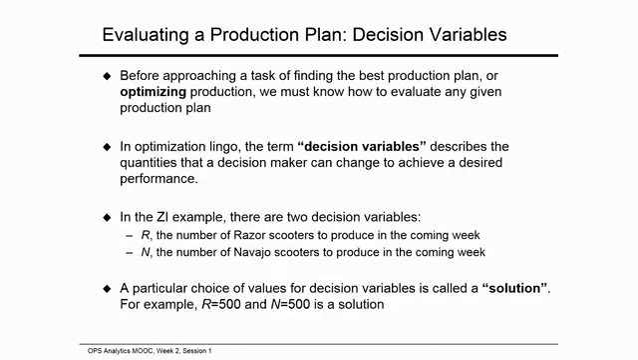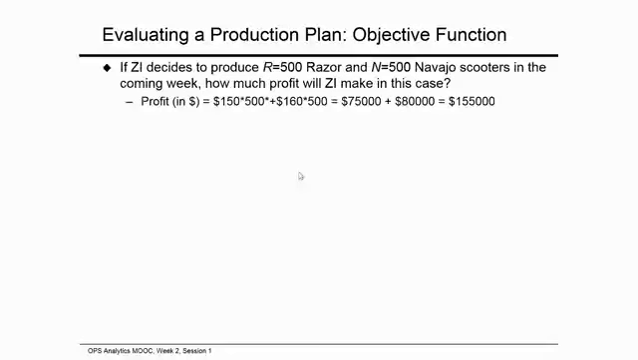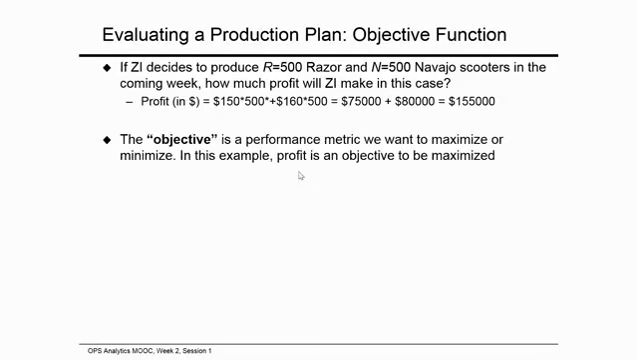A solution is a particular choice of these decision variables, such as 500 and 500. So if Zuter sets its decision variables to 500 and 500, it will earn $155,000 in profit. This calculation brings us to another important component of an optimization model, an objective. An objective is a criterion, such as profit or cost, that a company wants to make as big as possible or as small as possible. In the Zuter case, the objective is profit, and the company wants to maximize it.